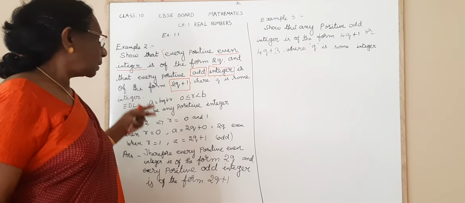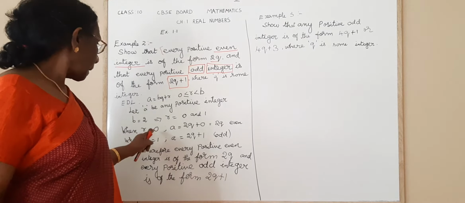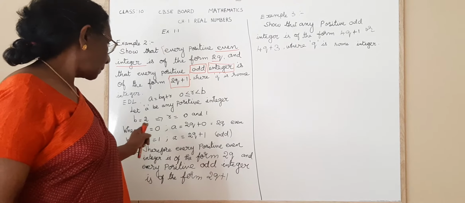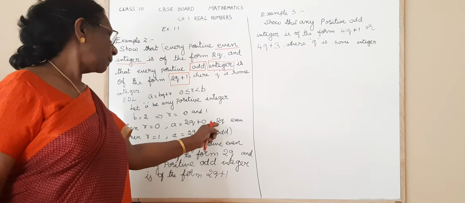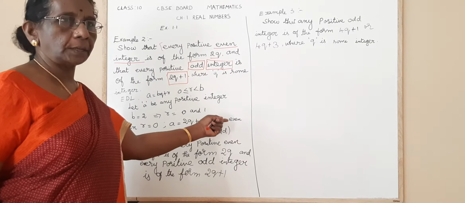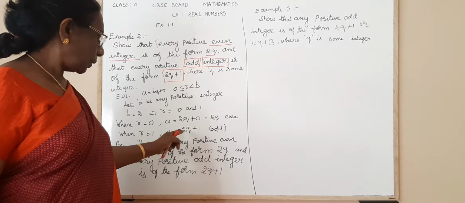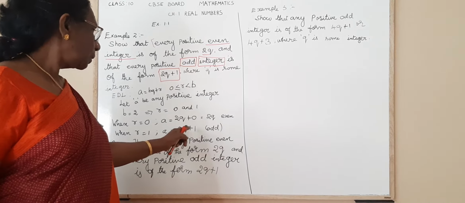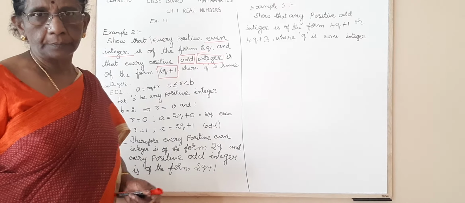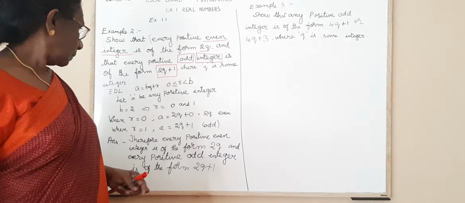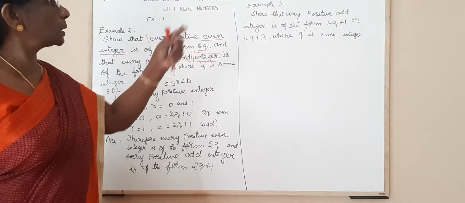And we are writing a in two forms. With the remainder, you can write two forms only, when r is equal to 0 and when r is equal to 1. So when r is equal to 0, a is equal to 2q plus 0, and 2q is a multiple of 2, so it's an even number. Next, when r is equal to 1, a will be 2q plus 1. So even number plus 1 will give you odd number. Well understood, children? Now we have to write the answer. Now shall we move to the next example?